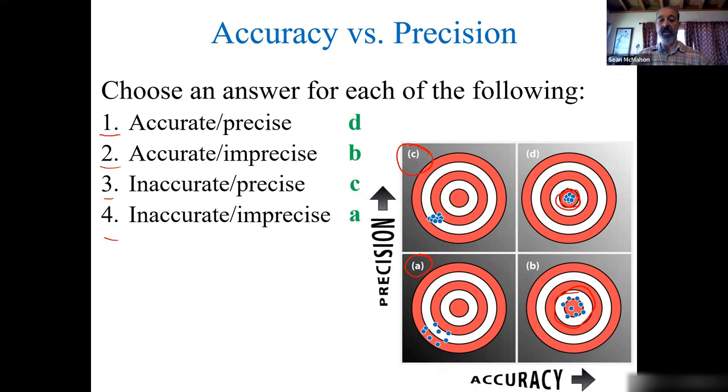So the last is inaccurate and imprecise. And this is what you don't want to be. I mean, I hate to say that. You just don't want to be in that situation. Even if you average out the random error, you're not going to be accurate. And because you're inconsistent, you won't be able to adjust your technique as well.